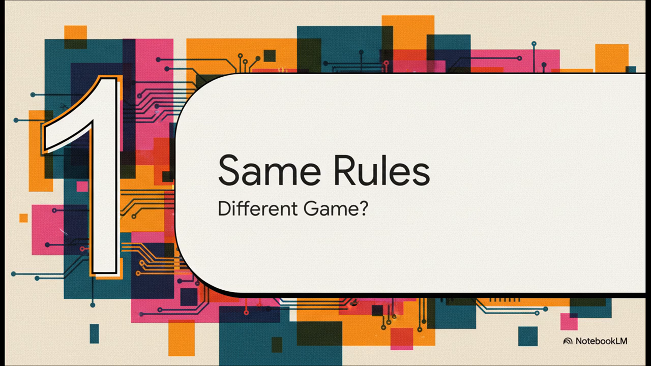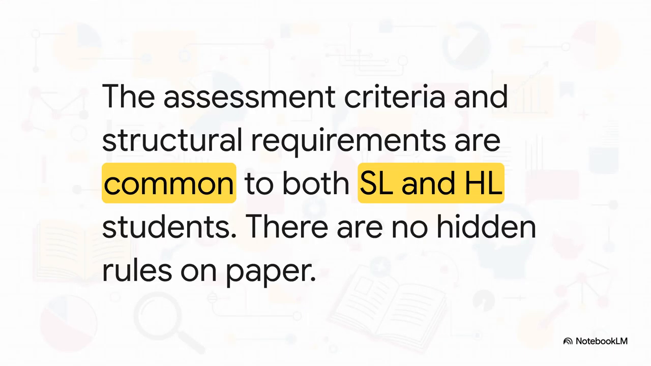So first up, let's just confirm what we all think we know. When it comes to the official rules for this project, are SL and HL students really playing the exact same game? And the answer is yes. The guide is super clear on this. The assessment criteria, the word counts, the presentation time, all of those structural things are completely common to both levels. There are no hidden rules on paper. It's a level playing field. At least, that's how it seems at first.